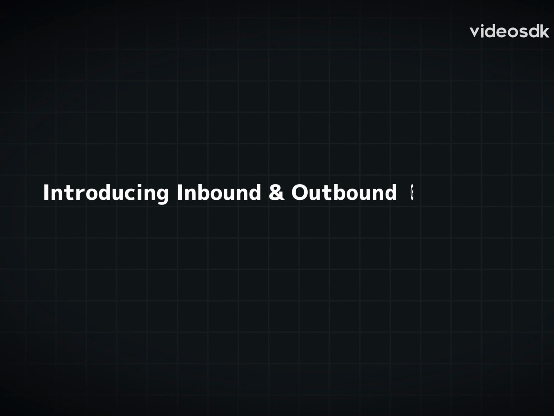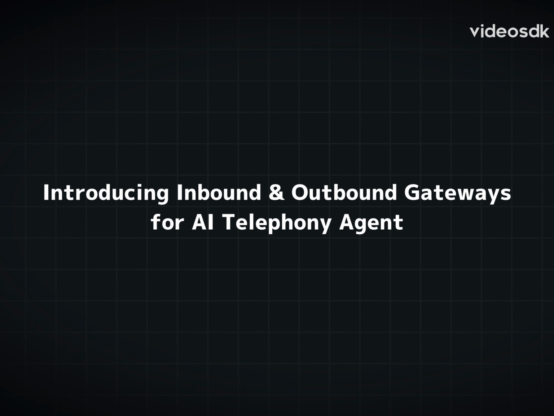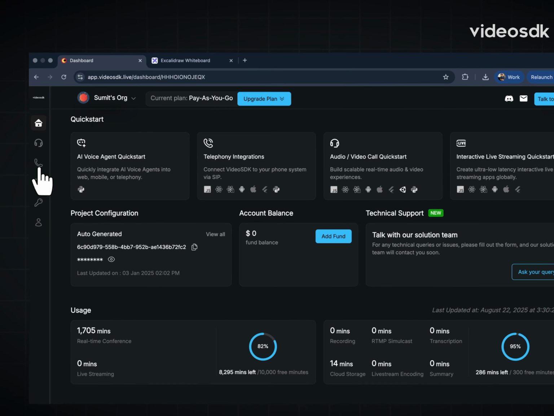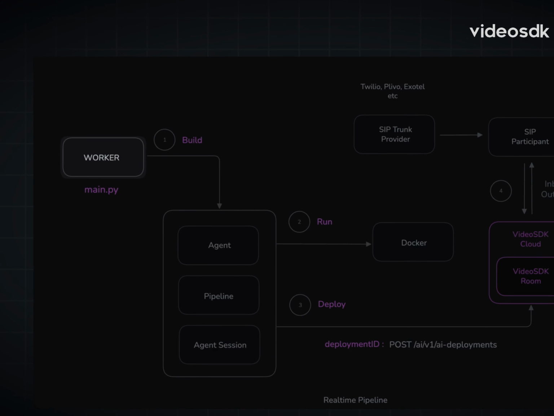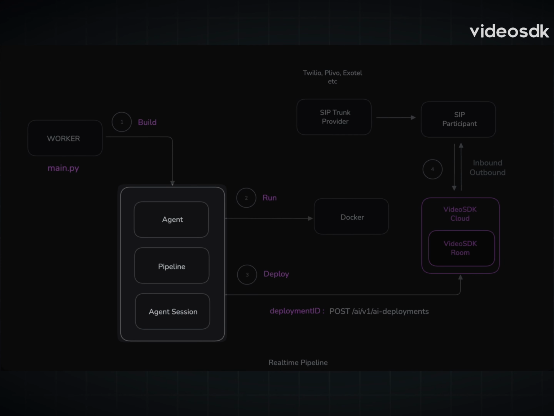Introducing inbound and outbound gateways for AI telephony agent. Today we are launching full SIP integration for AI voice agent to connect it to the global phone network using SIP. So it starts with a simple Python worker, but you can create your entire agentic flow.